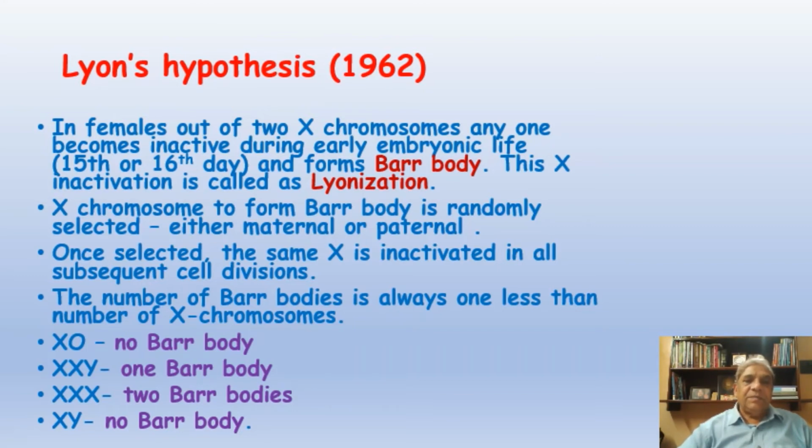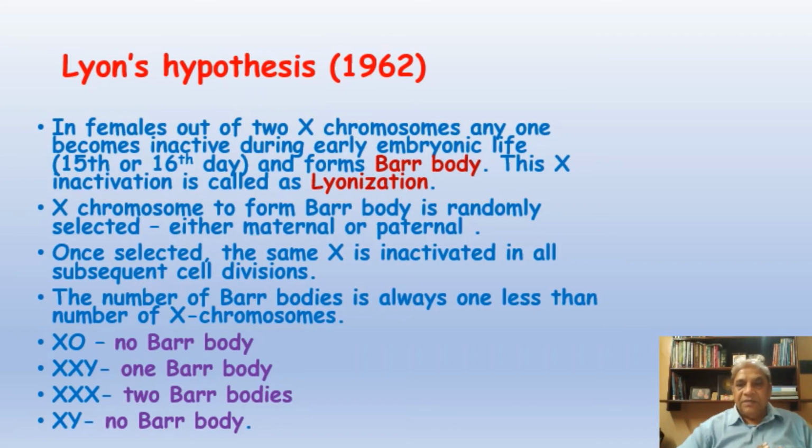The number of bar bodies is always one less than the number of X chromosomes. I will pick up the point which I just left, that once selected it will remain the same. Okay, I will explain this to you by a diagram. This is also important, just understand this point. The number of bar bodies is always one less than the number of X chromosomes.